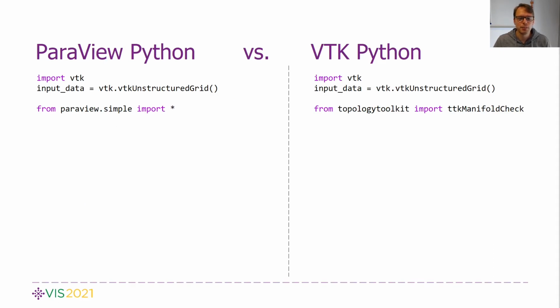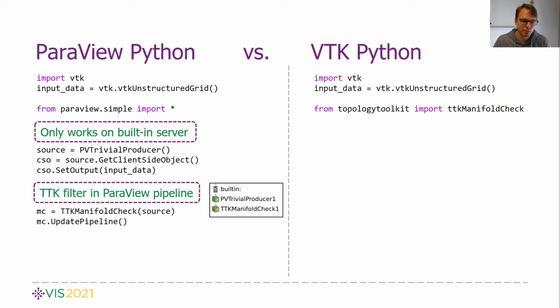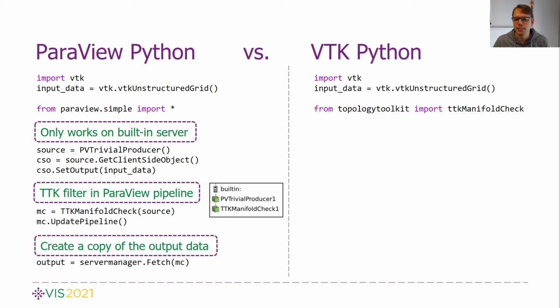For this, let's look at a simple example where we have a VTK unstructured grid on which we would like to execute a TTK filter. Now if we are using the ParaView Python interface, the first thing that we need to do is to get our data into the pipeline. And this can be done, for example, by using a trivial producer and attaching our data object to its client-side object. This, however, only works if we are not connected to a remote ParaView server. Once our data is part of the pipeline, we can execute our TTK filter on it and finally fetch the data, where the last step would create a copy of the output data.